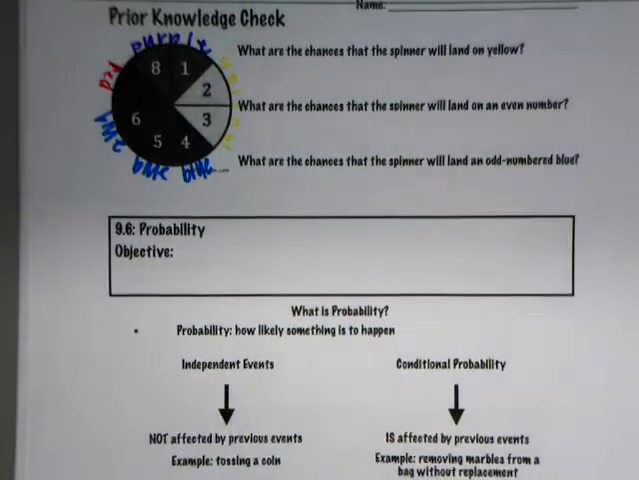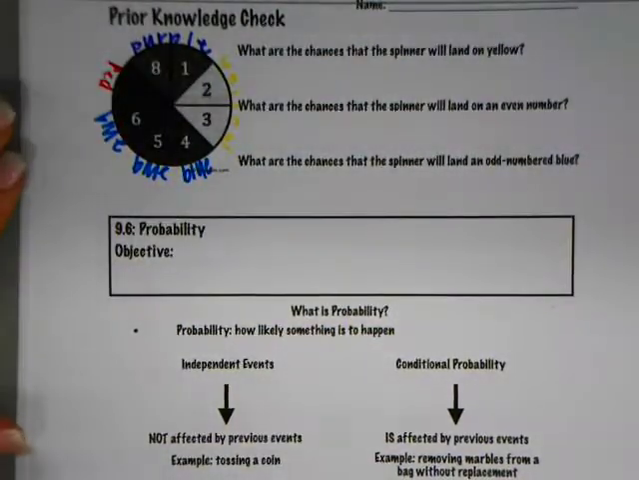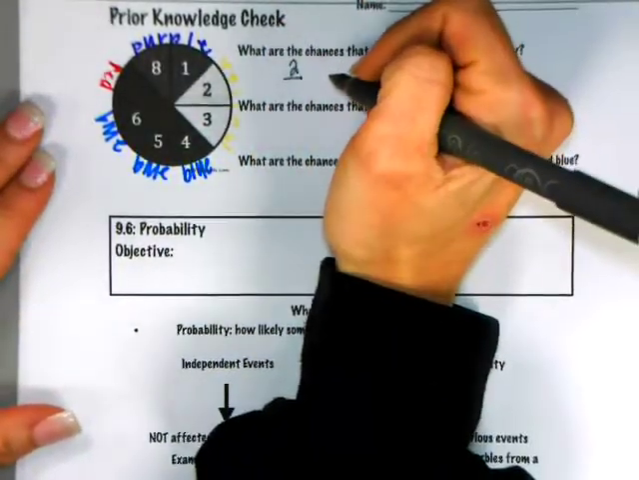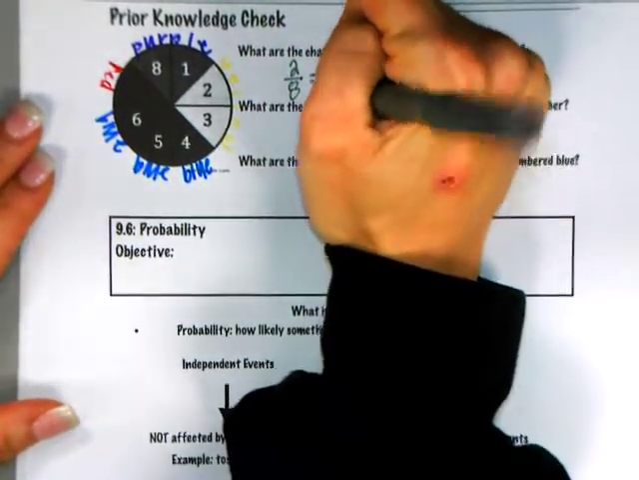So for the first one, what are the chances that the spinner will land on yellow? So how many yellows are there? 2 out of how many total? 8. And then reduce that, so what's it going to be? Yep, 1/4.